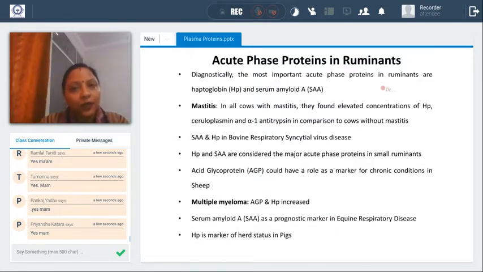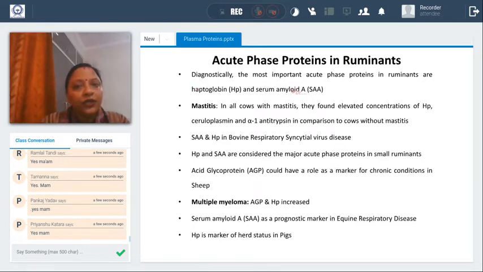Acute phase proteins in ruminants. Very important slide. Diagnostically, the most important acute phase proteins in ruminants are haptoglobin (HP) and serum amyloid A, that is SAA. Please remember, in ruminants, haptoglobin HP and serum amyloid A, SAA. These are important plasma proteins or acute phase proteins for the diagnosis of various diseases.